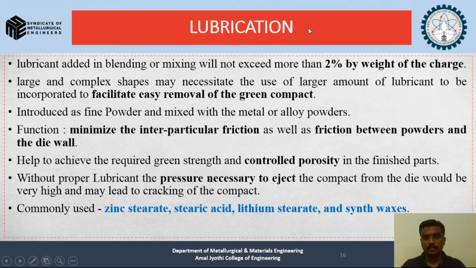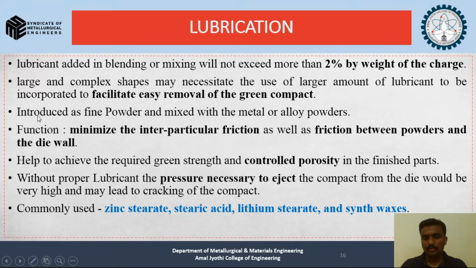So next is the process of lubrication. And what is the need of lubrication? Lubrication is done in order to facilitate easy removal of the green compact. And as we know, powder metallurgy is a process in which powder is compacted, and this powder is further moved for the sintering operation. So in the process, lubricants are added in the blend or mixing operation, which will not exceed more than 2% of the weight of the charge.